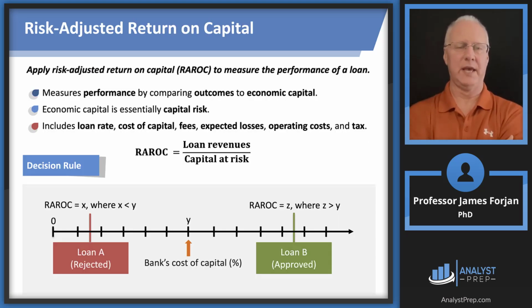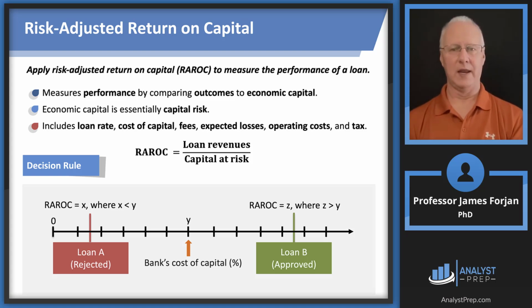All right, let's move on to the end of these learning objectives. Let's apply this risk-adjusted return on capital. We talked about something related to this a little bit earlier. We need to figure out what this economic capital is and how we define a return on capital. Well, we'll probably adjust it. So that's what we're going to do at the denominator: loan revenues in the numerator, capital at risk in the denominator.